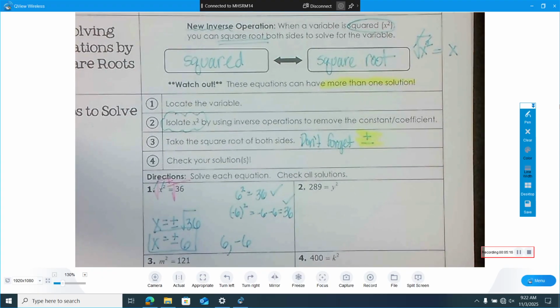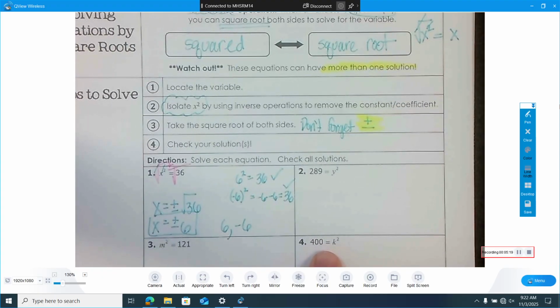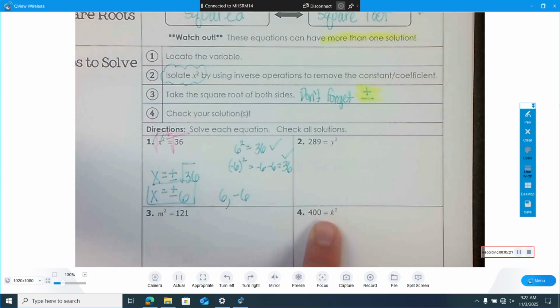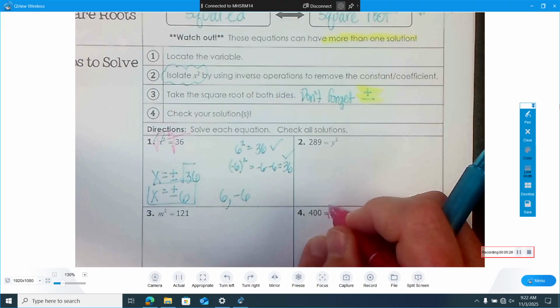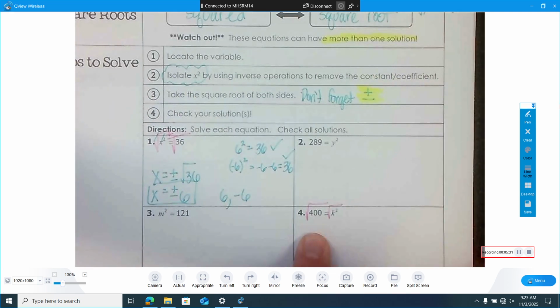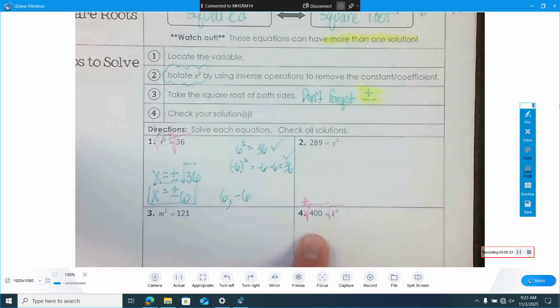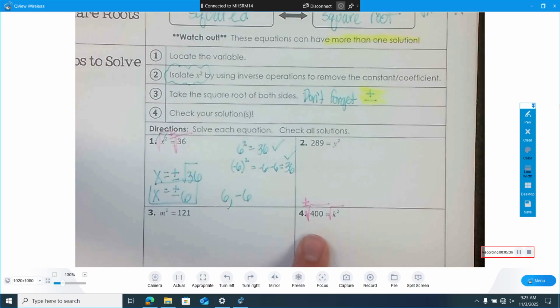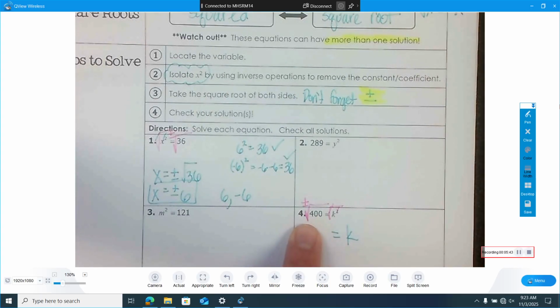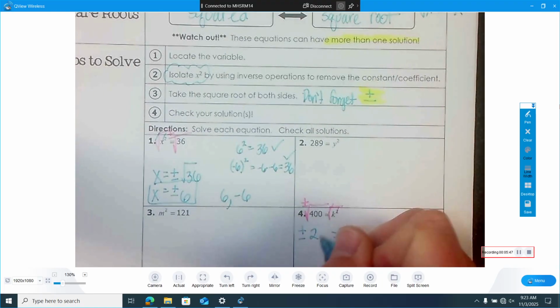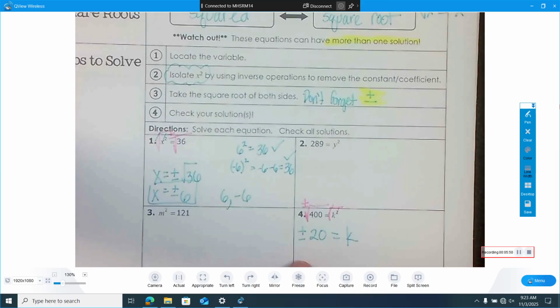Let's look at number 4 here. How do I cancel out the power of 2? Square root. We're going to square root both sides. Don't forget the plus or minus. The square root and the square cancel each other out, leaving a k. And what is the square root of 400? 20. Good. And there's a plus or minus in front. The square root of 400 is 20. So what are our 2 answers?